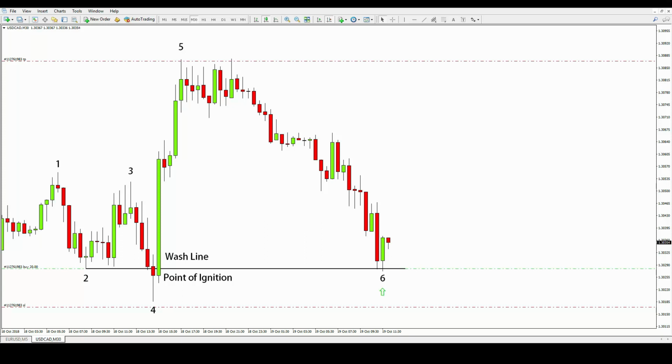After number 5 we can see that buyers have exhausted their accumulated energy, and price starts to fall. Take a moment to notice the difference between how price rises from 4 to 5 and how price falls from 5 to 6.